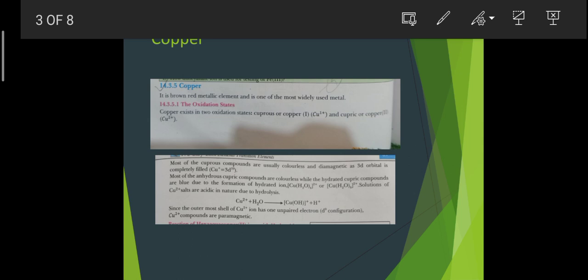Most of the copper compounds are usually colorless and diamagnetic, as the 3d orbital is completely filled, which shows the 3d10 configuration. Most of the anhydrous cupric compounds are colorless, while the hydrated cupric compounds are blue due to the formation of the hydrated ion. Solutions of copper salts are acidic in nature due to hydrolysis. So Cu2+ when it reacts with water forms Cu(OH)+ plus H+. And since the outermost shell of Cu2+ has one unpaired electron, with the d9 configuration, Cu2+ compounds are paramagnetic.